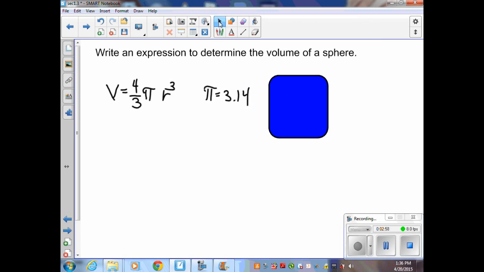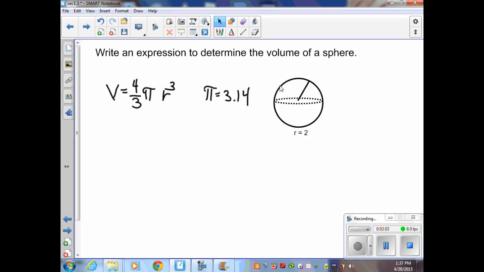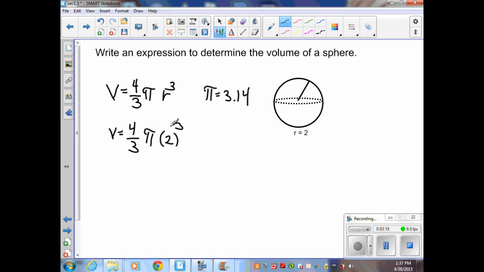Now what we wanted to do is figure out, well, what is our sphere given to be? Well, here it's given to be a sphere with a radius of 2. So now all I have to do is substitute in V equals 4/3 pi, R is 2, cubed. Now I can just plug that into a calculator, and I can get 33.51 units cubed, since this is a three-dimensional object.